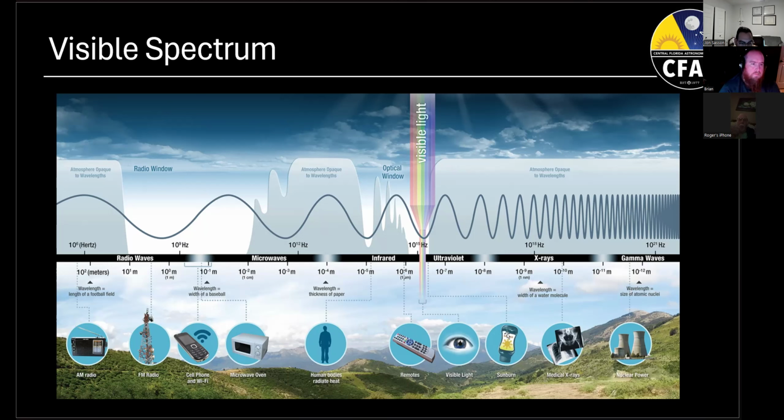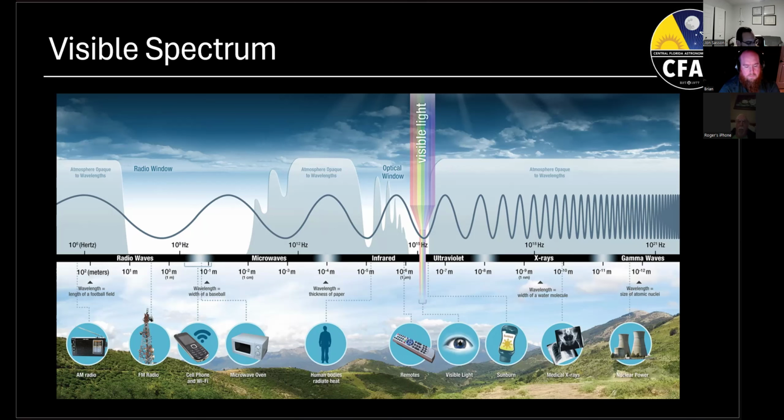So you can see here an example of the different wavelengths we use for different devices. We use these all for different aspects of our daily life, but we can only see this small portion right here. It'd be kind of crazy if we could see the whole thing. I think we'd go nuts seeing all the different waves going around us. But for astrophotography, it's just a little bit here that we care about.